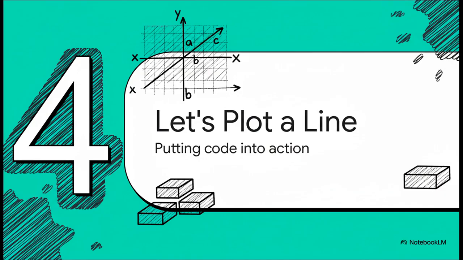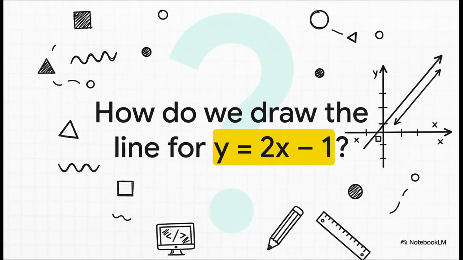I think it's time we put this code into action. Let's move from just understanding the pieces to actually building a line from scratch. So the big question is, how do we go from the code to the actual picture? Let's take this equation right here. y equals 2x minus 1. How in the world do we translate that into a line on our graph?